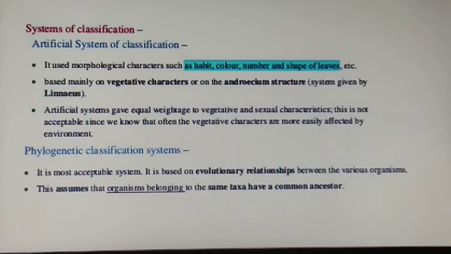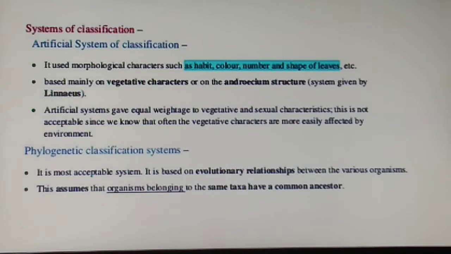Now students, artificial systems basically gave equal weightage to vegetative and sexual characteristics. This is not acceptable. Why? Because we know that often the vegetative structures are more easily affected by the environment. For example, the color of something, the shape of leaves, they can be easily affected by the environment, for example, harsh weather and climatic conditions. So this system was unacceptable.